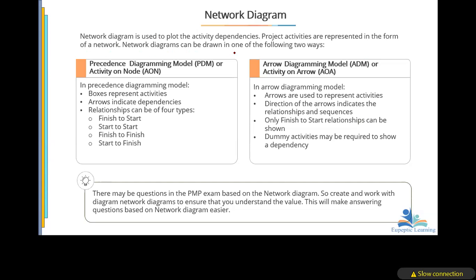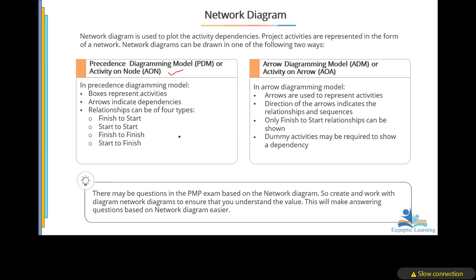Network diagrams can be drawn in one of the following ways. Either you do the activity on node or you do the activity on arrow. The activity on node is what we usually call the precedence diagram model. This is the most commonly used one. Then there is the activity on arrow diagram model, where the activity is on the arrow. It is rarely used. So let's look at the difference between the precedence diagram model and the arrow diagram model.